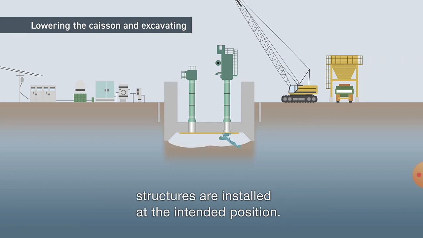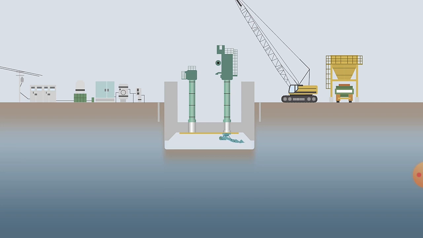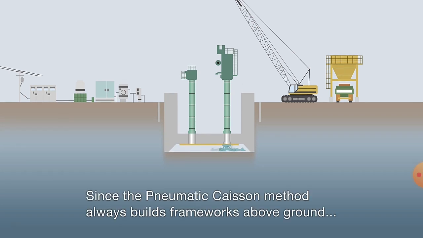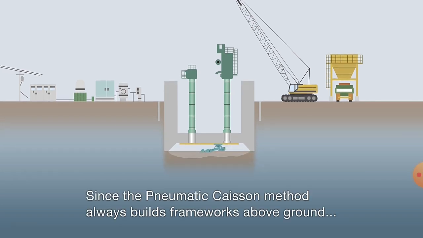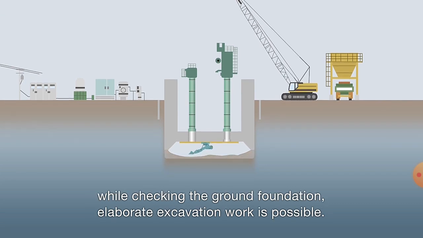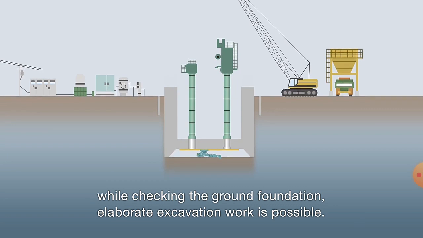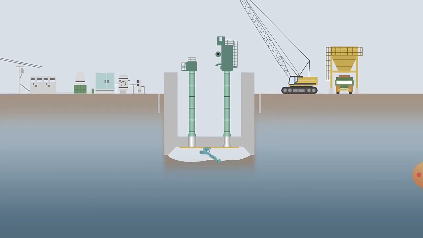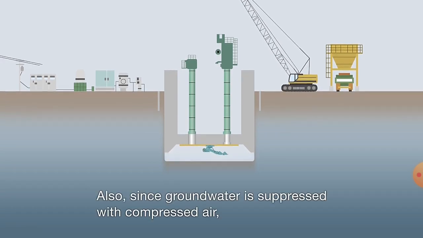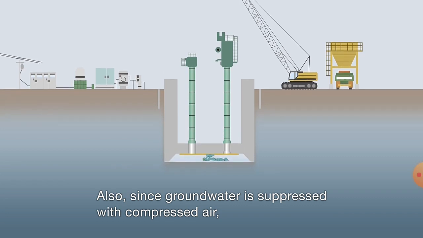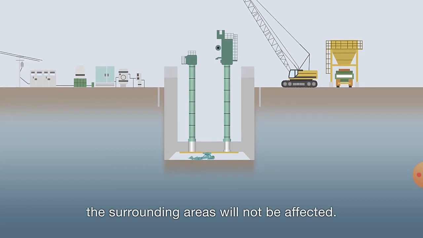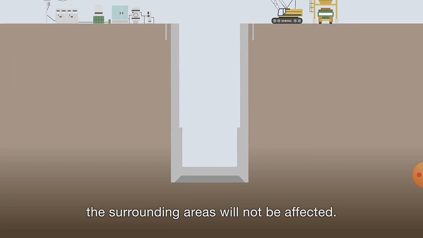Here, from the bottom the machinery excavates, and from the material lock we remove the entire excavated material, and the whole pneumatic caisson is forcefully inserted into the ground.